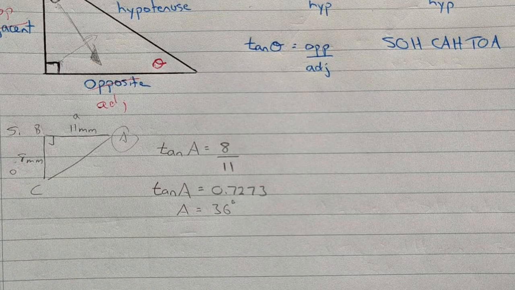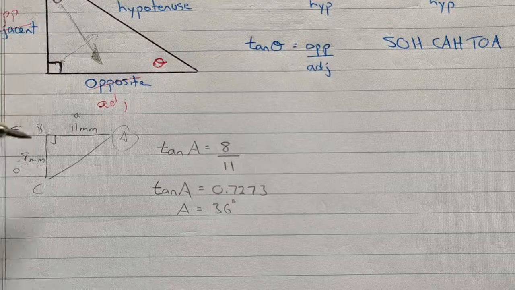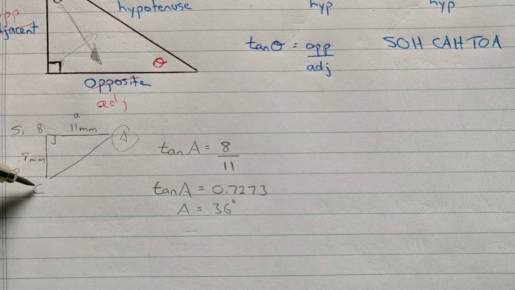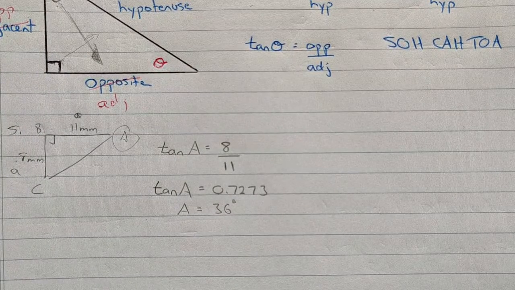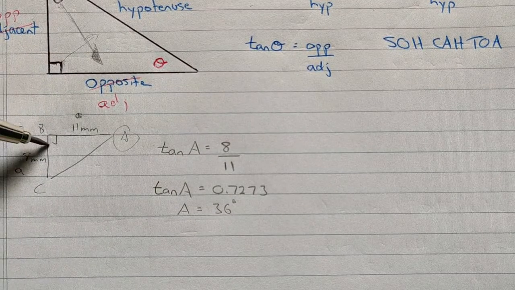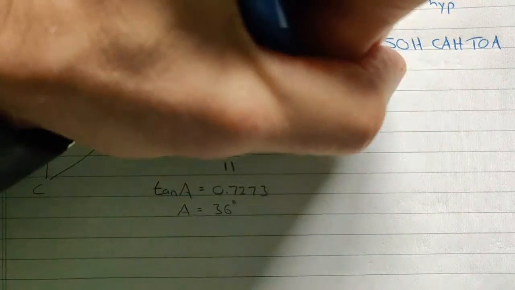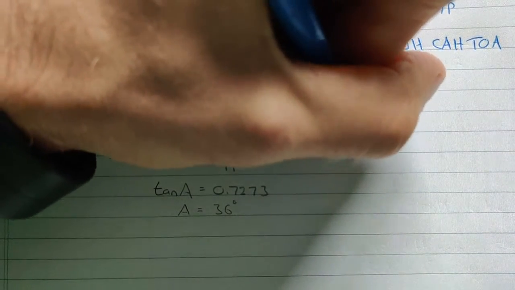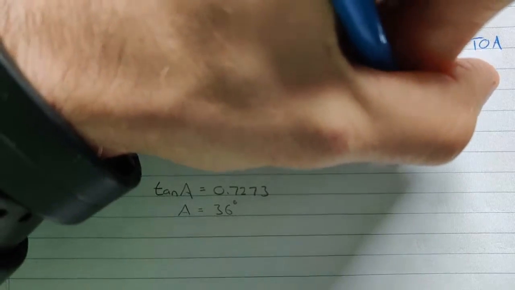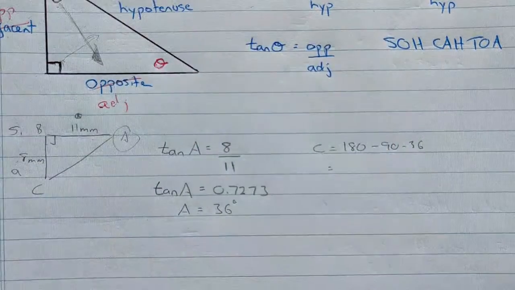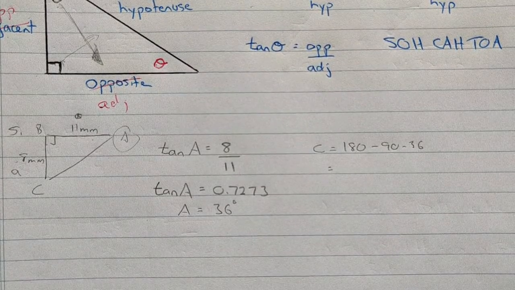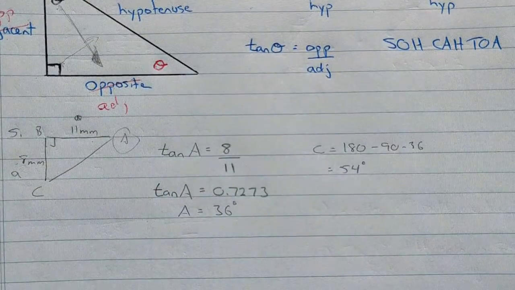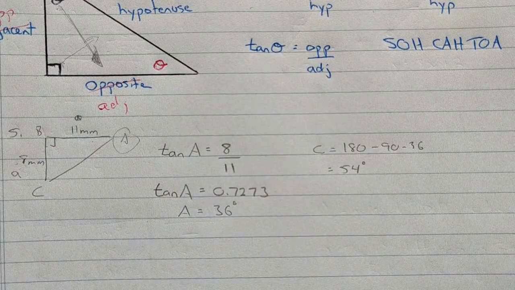To find C, you could then change this where we would make C our working angle, this would become the adjacent, this would be the opposite, and do the same thing. But it's a triangle. We have a 90 degree, we have a 36 degree, so C is just 180 minus 90 minus 36. And you can do that instead of doing the full calculation, unless you're explicitly told to do the calculation using the ratios, then you can just do that and quickly get the answer.